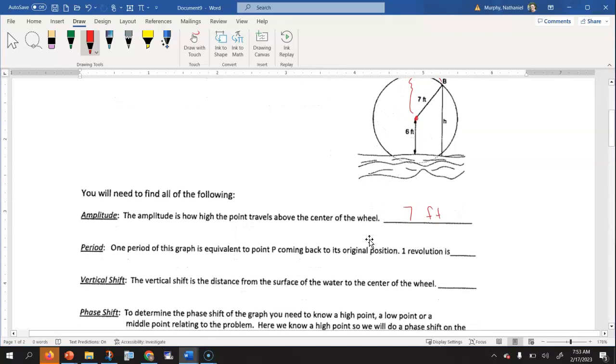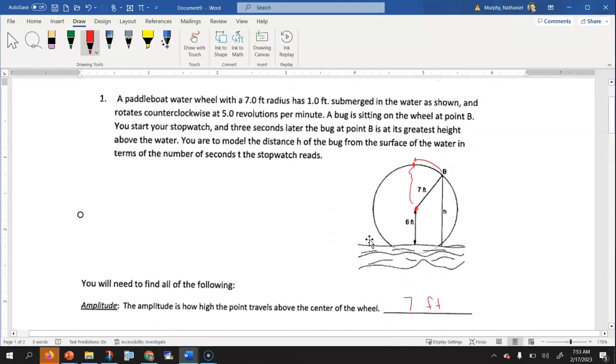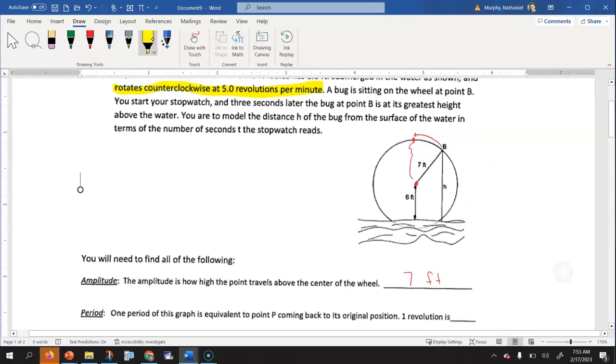Now the period is how long it would take to get from a point back to its original location. Now let's look back up here. It tells us something important. It says it rotates counterclockwise at 5 revolutions per minute. So we want to figure out, well, how long is 1 revolution? There's a couple ways we could do this. We could think about it logically, and think, well, if it's 5 revolutions per minute, we could convert that to how many seconds it would take for 1 revolution. And one way to do that would be to use dimensional analysis.